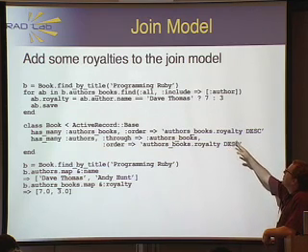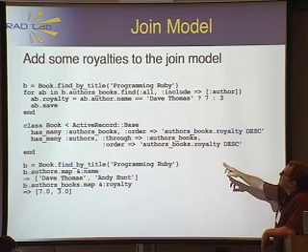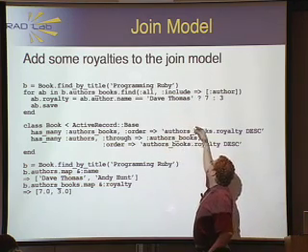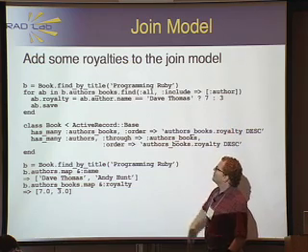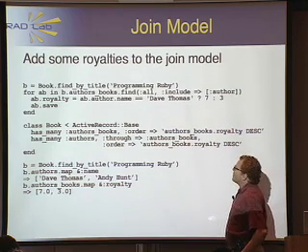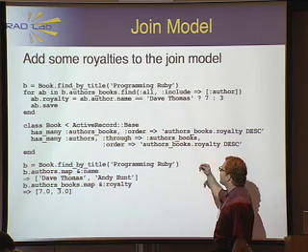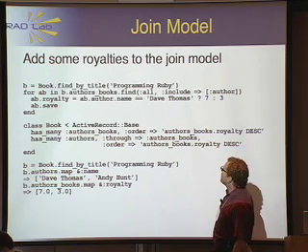Find all, include the author, and I say the royalty equals, if the author name is Dave Thomas, 7, or else 3. I pick some numbers. 70% and 30%, or 7%, 30%, whatever. And then that will save all those values.